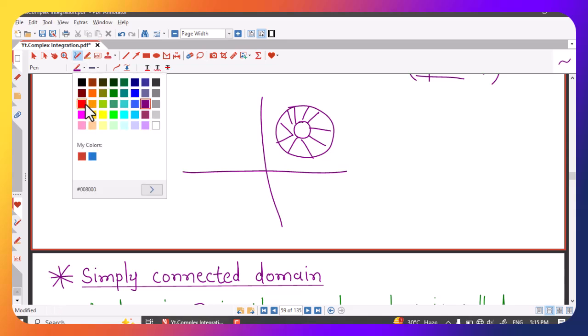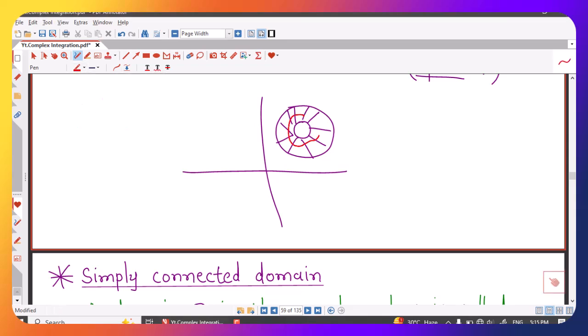connected domain, because suppose I consider this simple closed contour which is in the annular domain, between the two circles. Then you can see the interior portion of this simple closed contour contains those points which are not in the annular domain. So this annular domain is not a simply connected domain, because if I take this simple closed contour, then the points interior to it are not all points of this annular region.